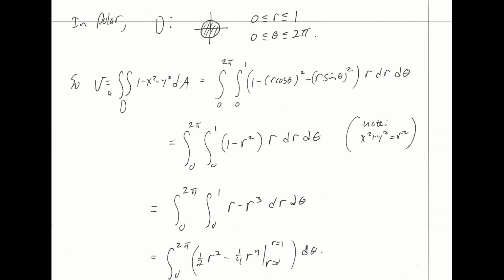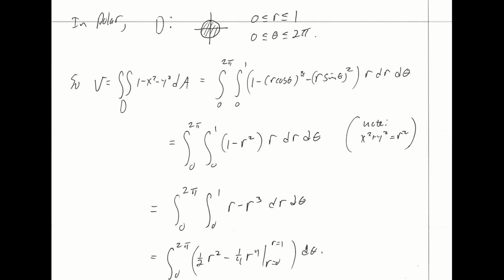So the volume we're interested in is the integral over D of the surface with respect to area. As an iterated integral in polar, we're going to pick up our r dr d theta expression for dA. I've got my 1 minus, here's x, (r cosine theta) squared, and here's y, (r sine theta) squared. r is going from 0 to 1, and theta is going from 0 to 2 pi here. The expression 1 minus (r cosine theta) squared minus (r sine theta) squared just simplifies to 1 minus r squared.